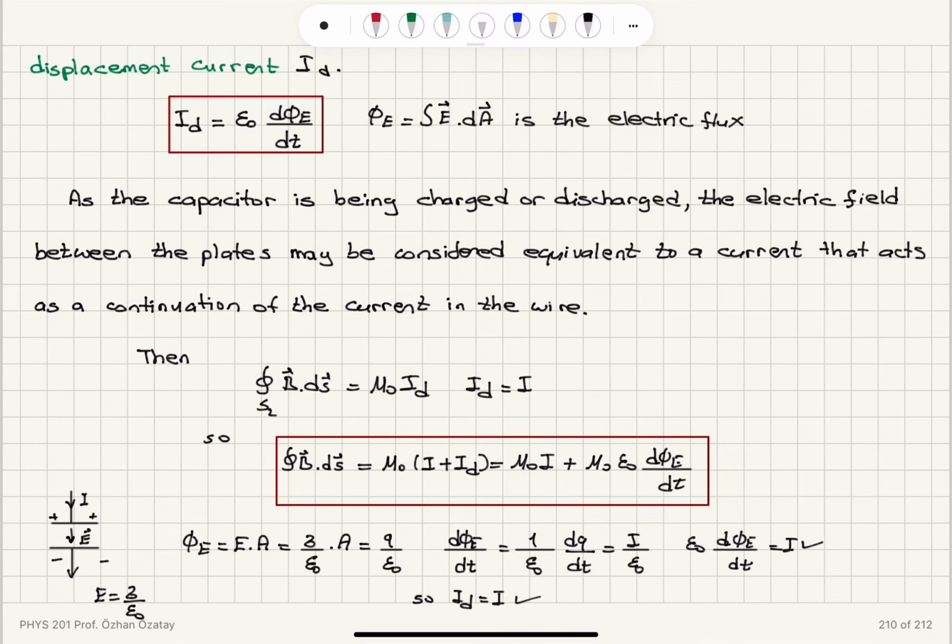So when you have a time varying electric flux, you can think of it as an equivalent to a current using this relationship. So with that, Ampere's law is modified. The closed path integral B dot ds is mu 0 times the current on the wire plus the displacement current. So it has two sources, either a time varying electric flux or a steady current on the wire. So it's mu 0 I plus mu 0 epsilon 0 d phi E dt.